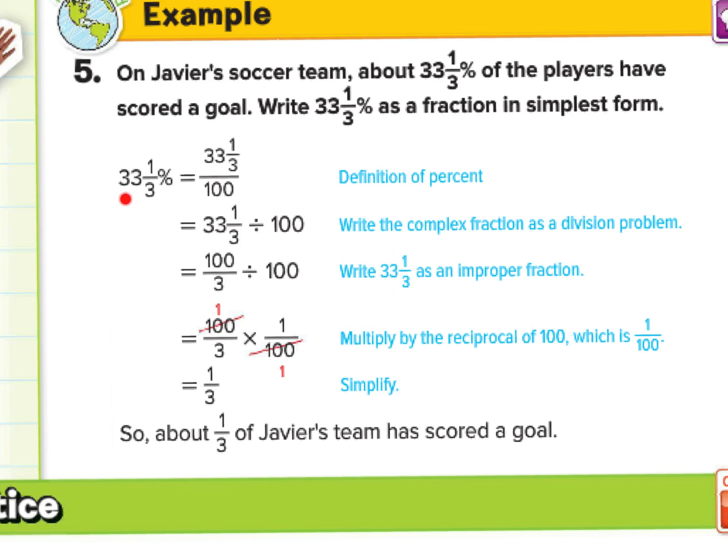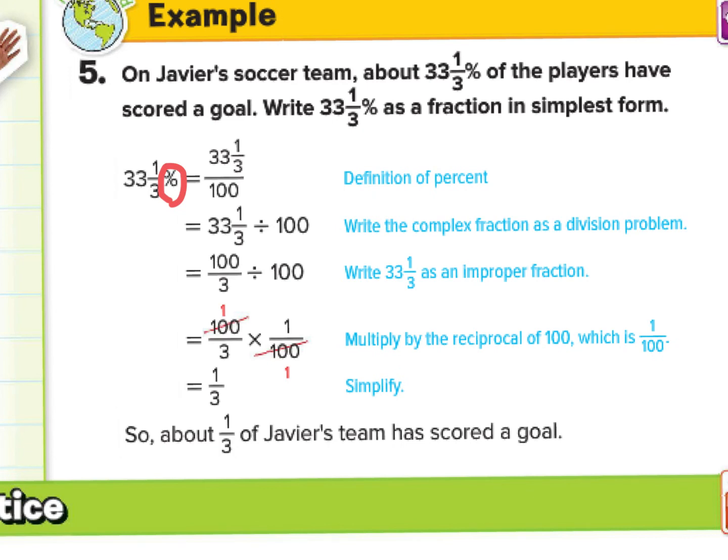Okay, so we're going to take 33 1/3 percent. This means per 100. When you see the value of the number percent, we're talking per 100. So out of 100 for every 100%. So you would write it as 33 1/3 over 100. Okay, and then you change it to a division question, right? And then you have to change the mixed number into an improper fraction. So 33 times 3 is 99, plus 1 is 100. So you have 100 over 3 divided by 100.